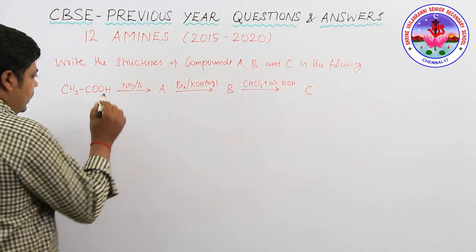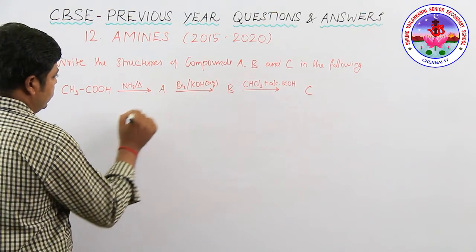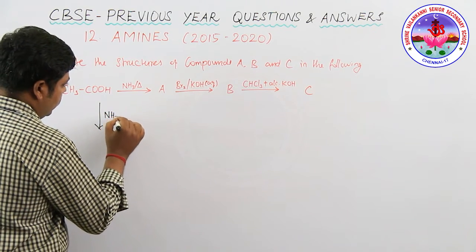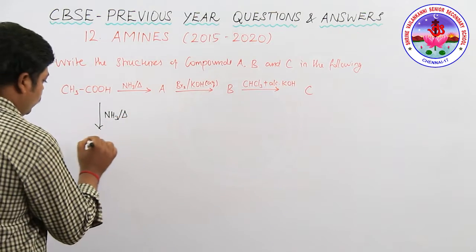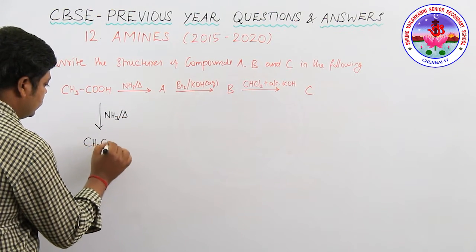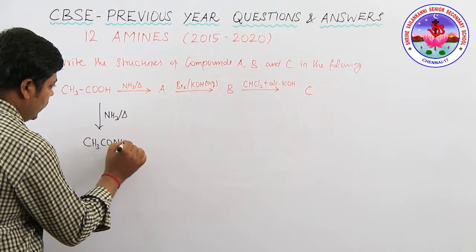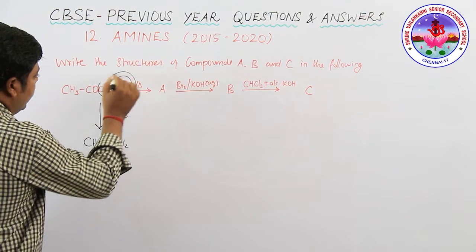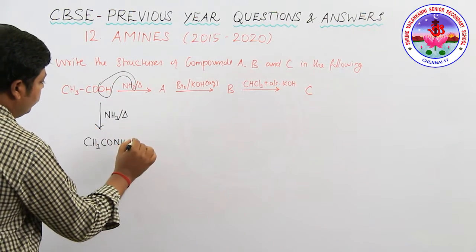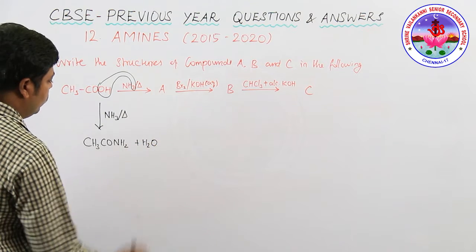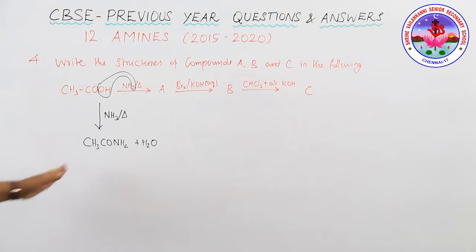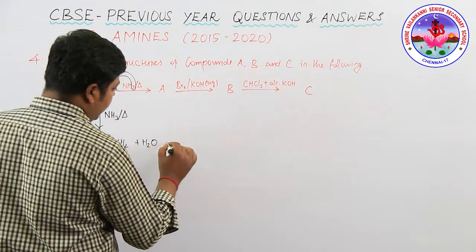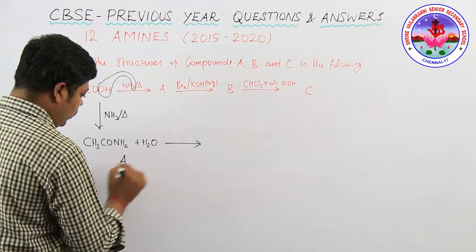Here, acetic acid reacts with NH3 on heating, and you will get acetamide, CH3CONH2. One hydrogen goes out, that is, removal of a water molecule. So we will get acetamide, CH3CONH2. This is compound A.